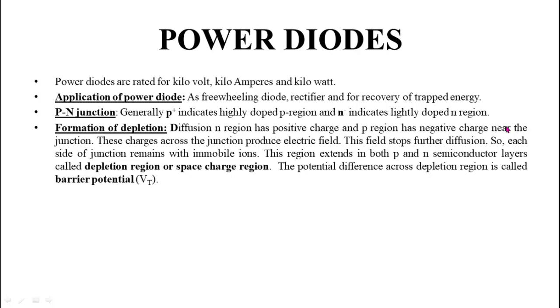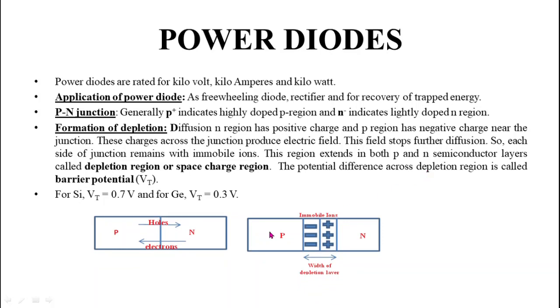Now we will discuss how the depletion layer is formed. This is important. When the P region and N region make contact, electrons from the N region diffuse into the P region, and when they do so, they leave a positive charge behind. Here we see electrons from the N region diffusing into the P region and leaving this positive charge behind. Similarly, holes from the P region diffuse into the N region and leave a negative charge behind.